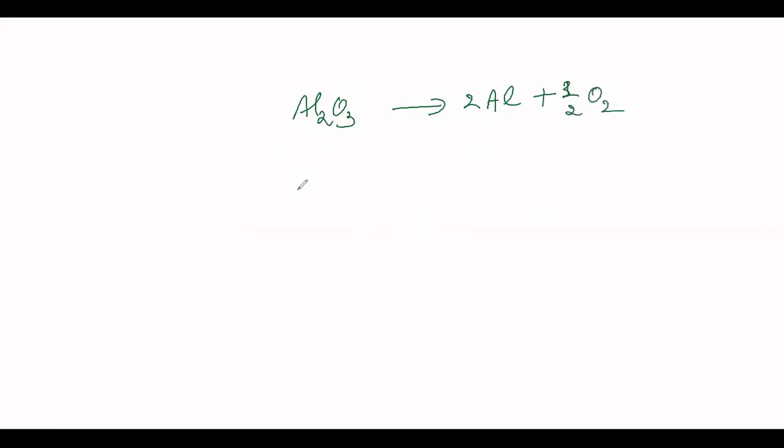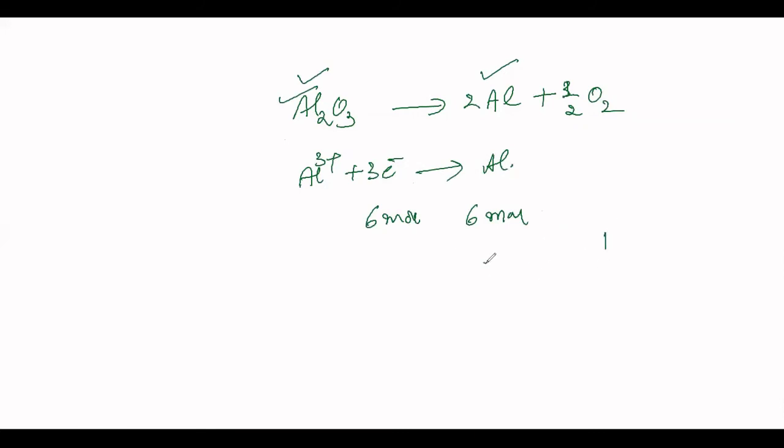Al3+ takes 3 moles of electrons giving Al. There are 2 Al, both require 3 each. Therefore, 6 moles of electrons are required, and if you use 6 moles of electrons, you will get 2 moles of aluminum. So for 1 mole, you need only 3 moles of electrons, which means 3 Faraday. Option 3 is correct.